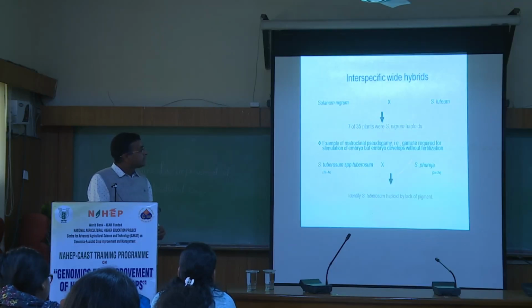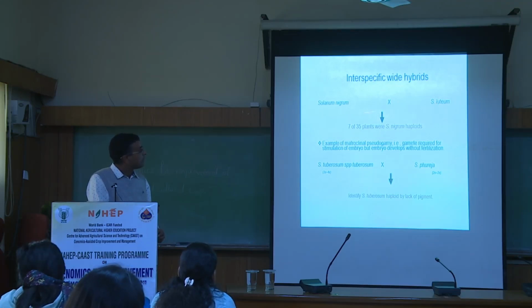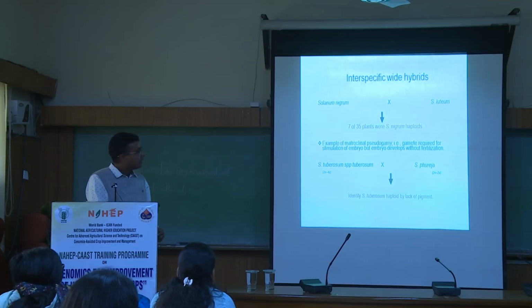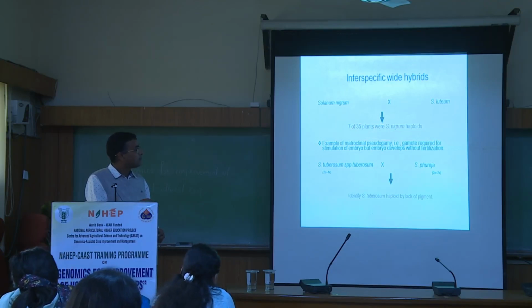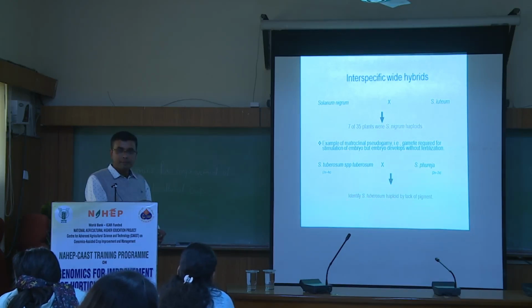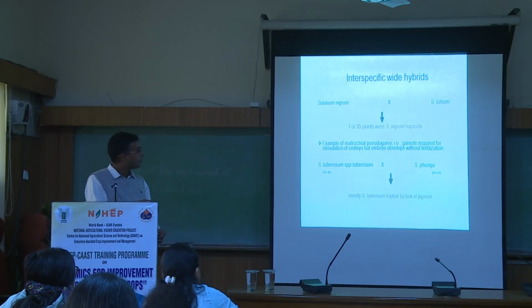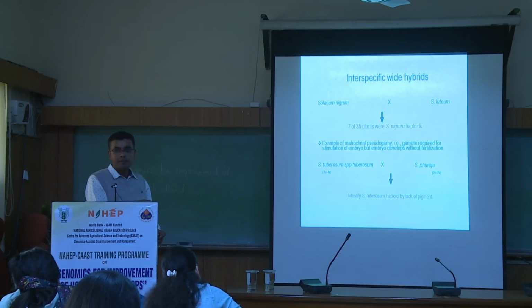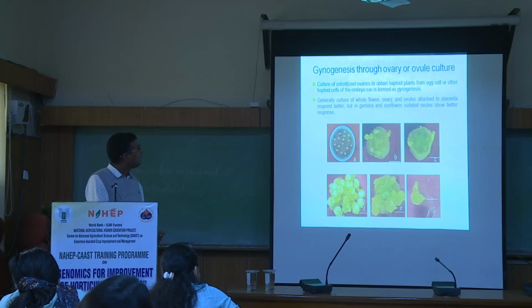Then these are some examples in vegetable crops using wide hybrids, like Solanum nigrum when it is crossed with Solanum luteum, because they are not crossable with each other. But the pollen of Solanum luteum induces the process of fertilization, and you will get some haploids of Solanum nigrum. Likewise, Solanum tuberosum when crossed with Solanum phureja, some work has been done at CPRI, and they developed Solanum tuberosum haploids by crossing it with Solanum phureja. These are the two successful examples in vegetable crops using wide hybrids for development of double haploids. And this is gynogenesis.